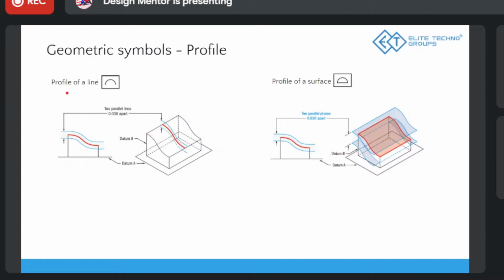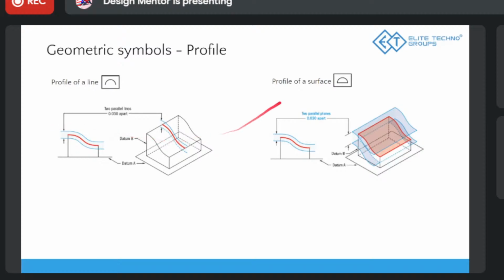Now then we come to profile of a line. If it is a curved surface like this, what is the tolerance there? There also you give a line above the surface you have and one below, and the gap between those should be whatever tolerance you assign, like 0.03. So the line of the surface should not go above or below that. If it's going elsewhere, above or below, then it's not passing the test.